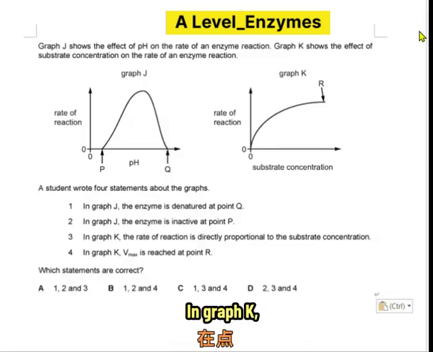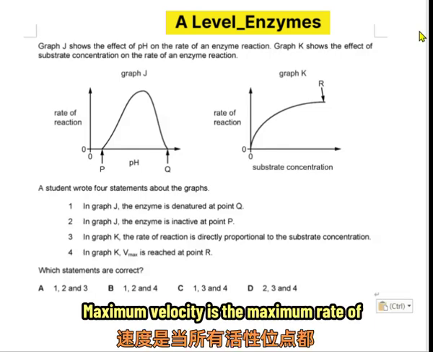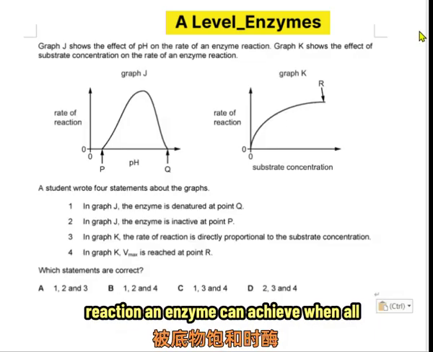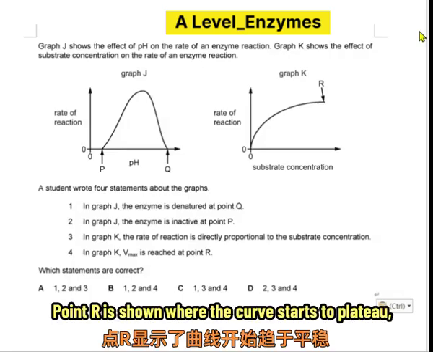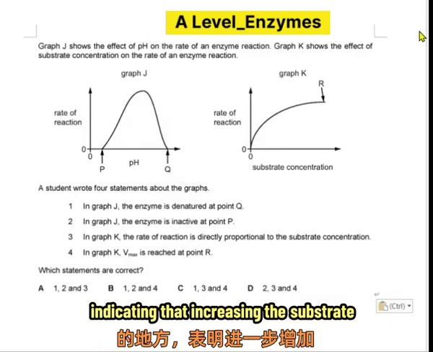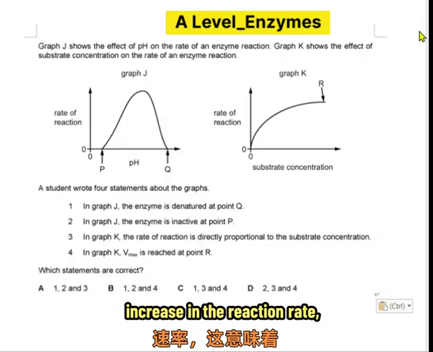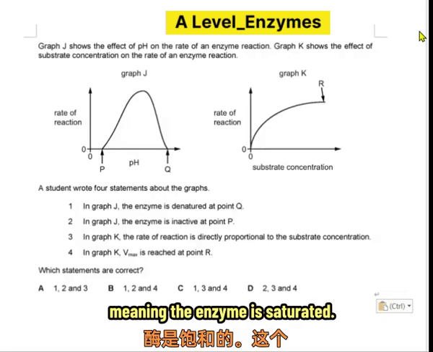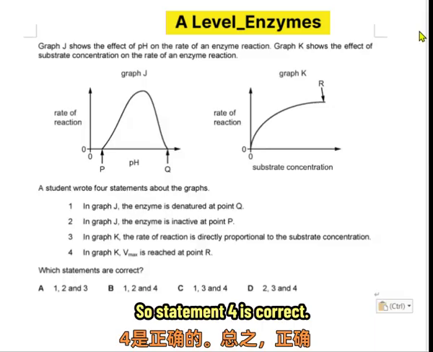Statement 4. In graph K, maximum velocity is reached at point R. Maximum velocity is the maximum rate of reaction an enzyme can achieve when all active sites are saturated with substrate. Point R is shown where the curve starts to plateau, indicating that increasing the substrate concentration further yields little to no increase in the reaction rate, meaning the enzyme is saturated. This plateau level is maximum velocity. So, statement 4 is correct.